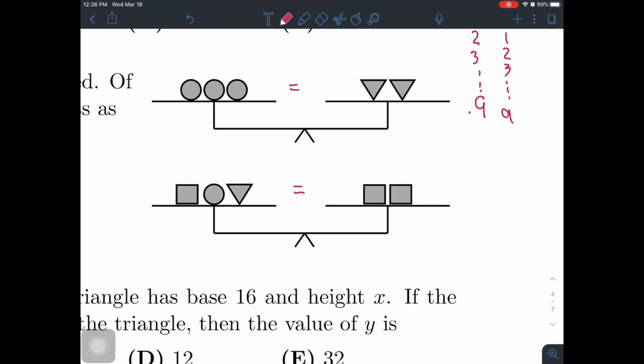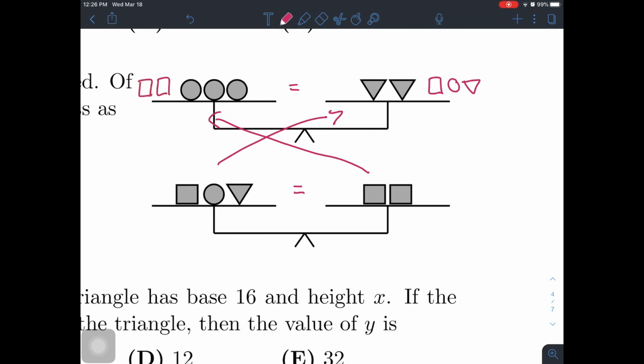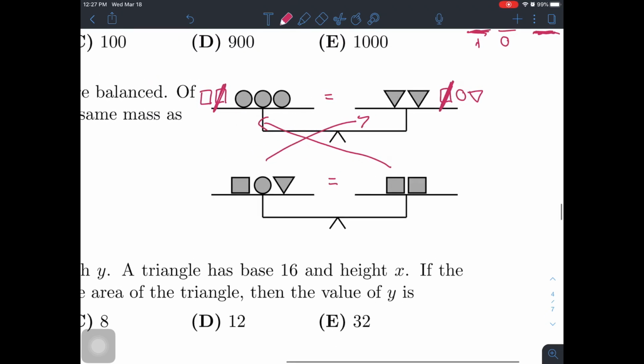So we know that if we add these together, these 2 together, and these 2 together, the 2 sides will still be equal. So if we do that, we will get triangle, triangle, square, circle, triangle. On the left side, we will get square, square, circle, circle, circle. We can cross off the ones that are same on both sides. So we can cross off the square, and we can also cross off a circle.